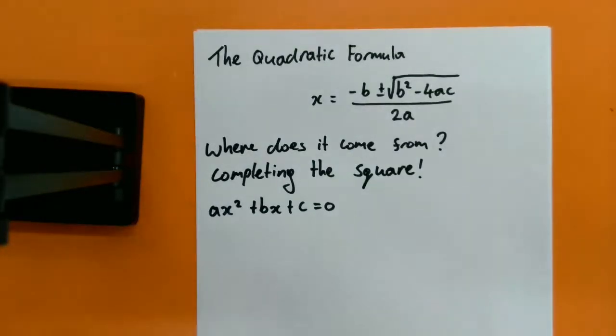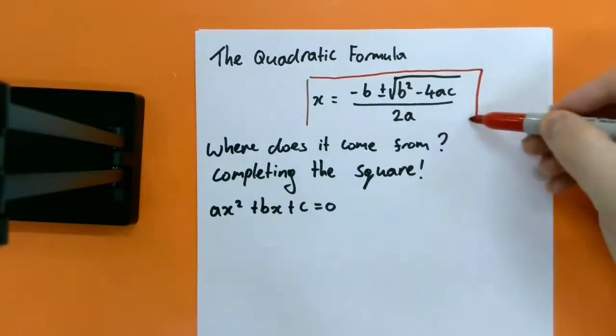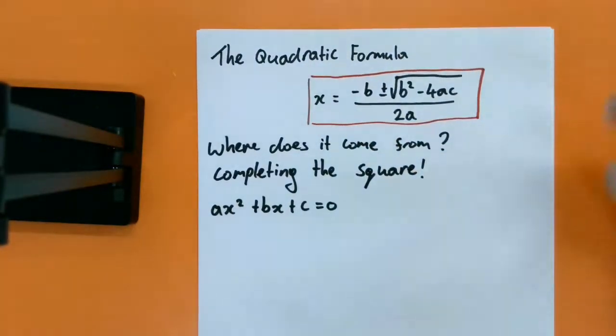Okay, so today we're going to be talking about a really important formula in mathematics called the quadratic formula, and that is this thing here. What this formula allows us to do is find the real solutions to any quadratic equation that we're solving, regardless of whether it can be factorised or not.